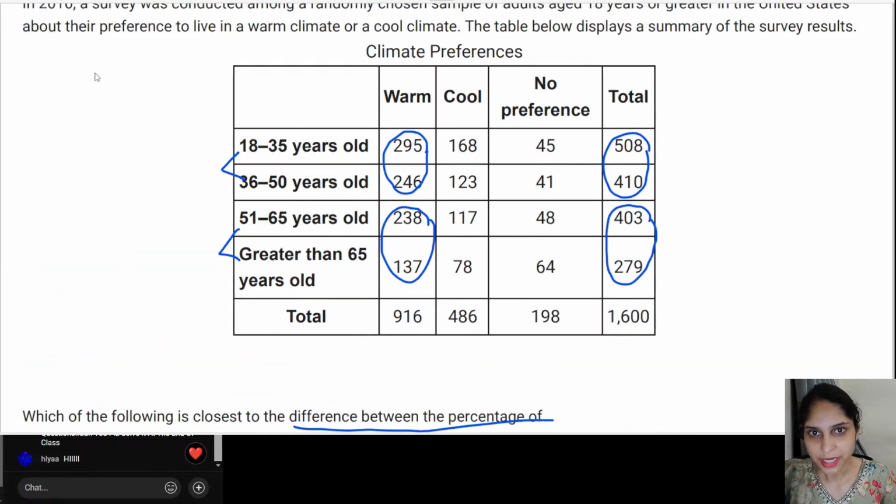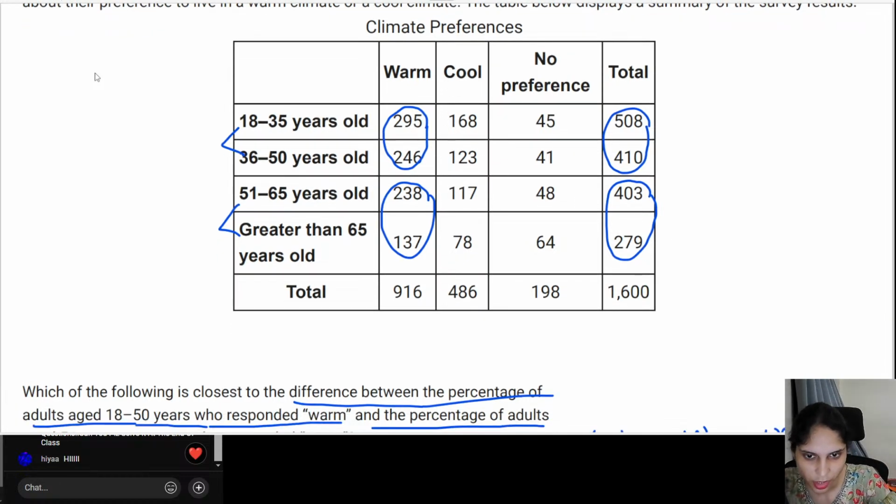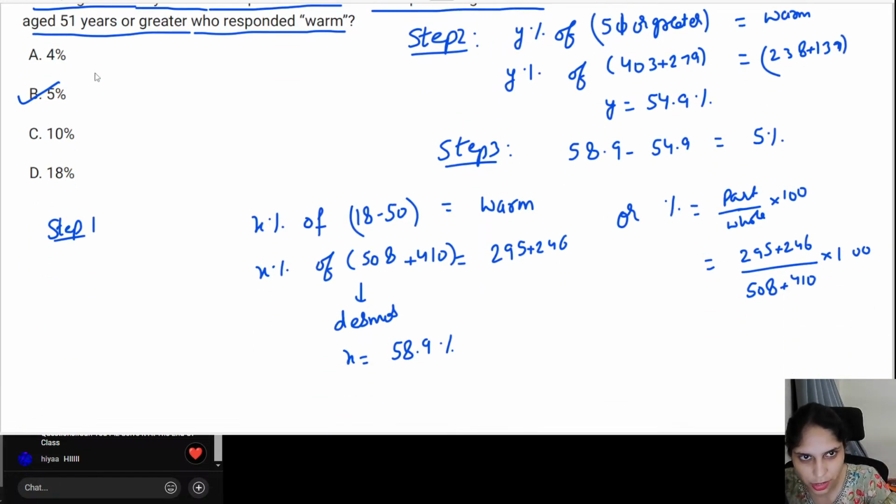Got it? So first you're finding the percentage of the people who responded warm, and the people that we're taking are 18 to 50 years old. So your total is going to be 508 plus 410. Warm is going to be 295 plus 246. Now 51 years or greater, you have to take the last two rows. So total is going to be 403 plus 279. Warm is 238 plus 137. So you find their individual percentages and then you just subtract them, you will get your answer.